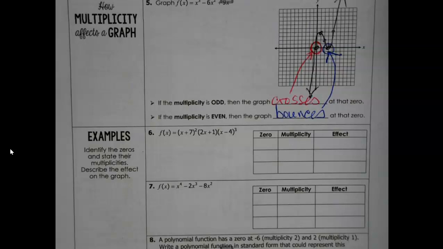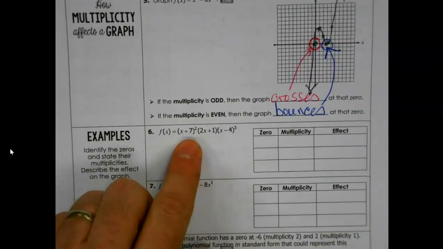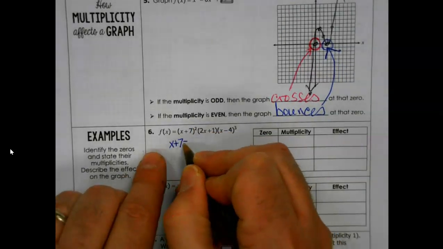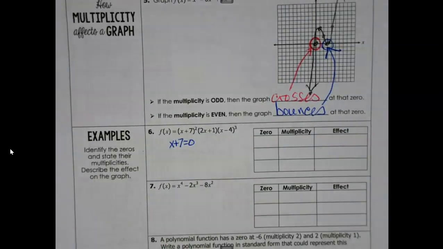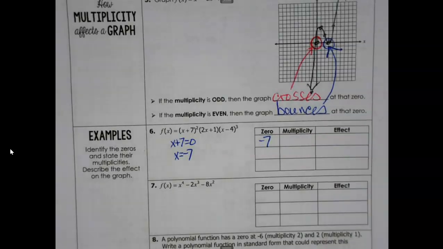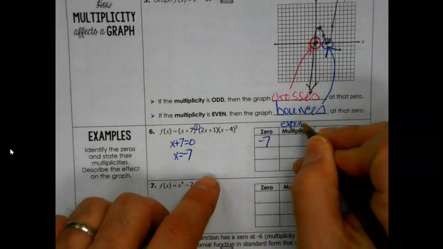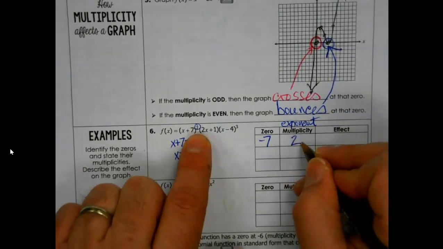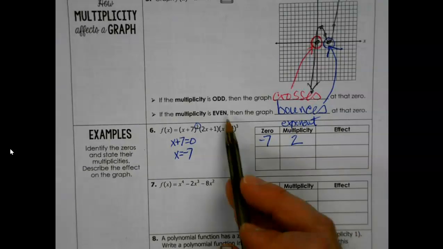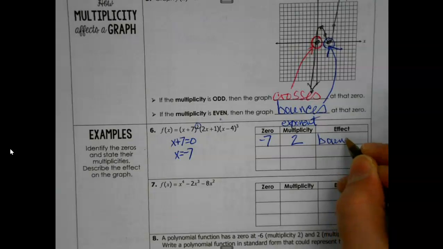Sometimes, if they're factored for us already, we hope they're already factored for us, I can look at this. I can set the set of parentheses equal to 0. So I'm just going to do these one at a time. You're like, Hardy, where'd the squared go? That'll come back. Solve the mini equation. Okay, so my 0 is at -7. The multiplicity is the exponent on that particular set of parentheses. So here my multiplicity would be 2, which is even, so it bounces.